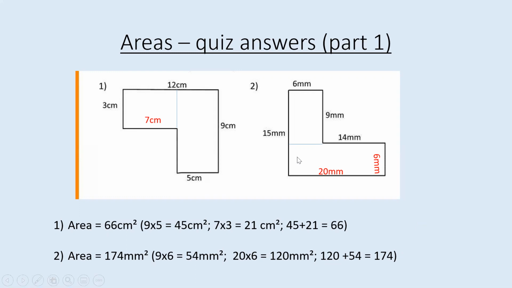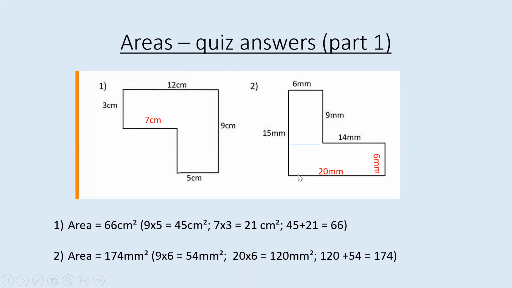For shape number 2, the complete area was 174 millimeters squared. So this was broken up. We made this shape into two regular shapes. So we had a shape at the top here, which was 6 meters multiplied by 9 meters, 9 by 6, which gave an area of 54 millimeters. And then the second shape here, we had to work out the length of the horizontal on the second regular shape. Well, we had a 14 millimeter length up to this point and a 6 millimeter horizontal length running along the very top of the shape.